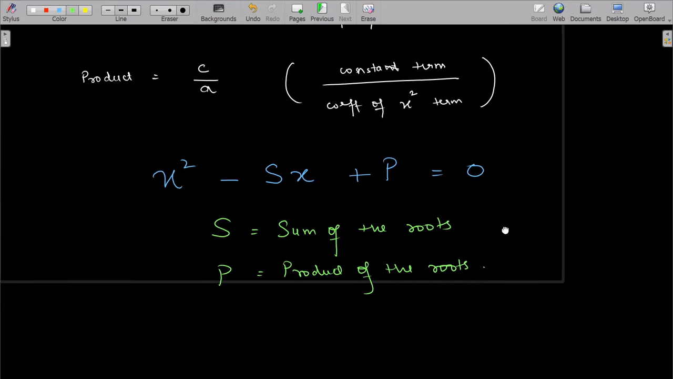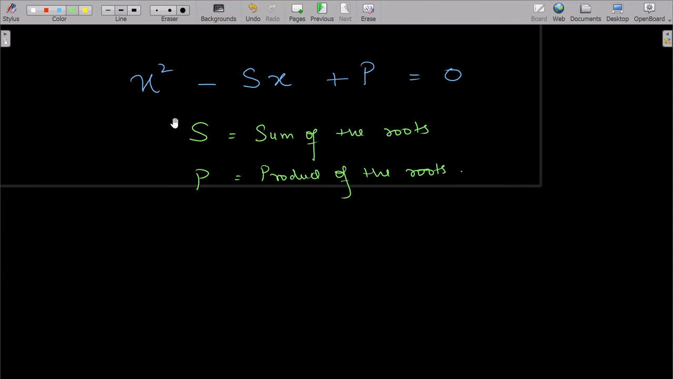Okay, so if you know the sum of the roots and the product of the roots, then you can actually write the quadratic equation. So if somebody tells you that the sum of the roots is, let's say, 11 and the product of the roots is 9, and you have to write the quadratic equation, you have to do the opposite. Then your equation will be x square minus 11x plus 9 is equal to 0.